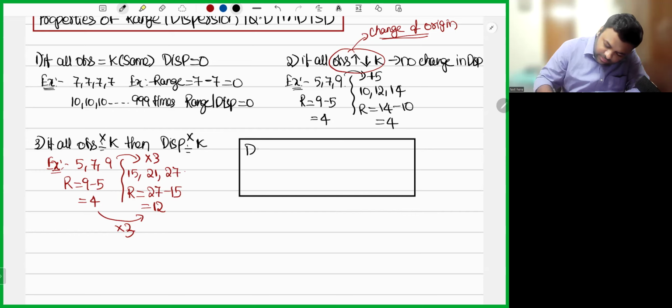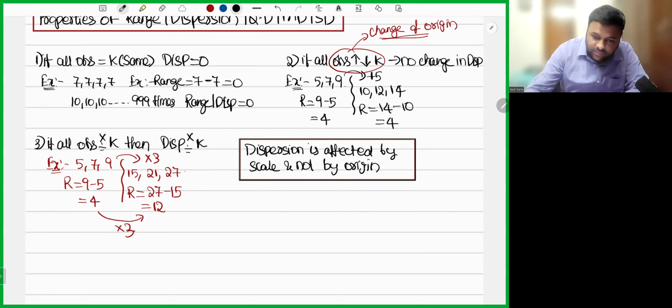Dispersion is affected by scale and not by origin. So I hope you people accept this fact.